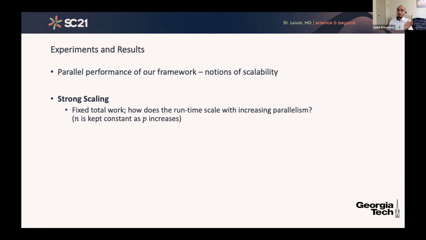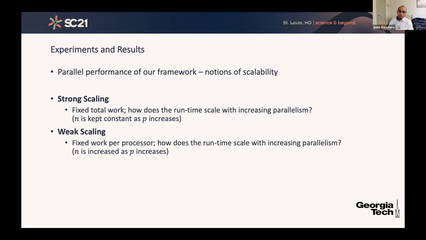That is known as strong scaling, where n is kept constant and p is increased. The other notion of scalability is weak scaling, where we keep the work per processor fixed, and then we want to see how the runtime scales with increasing parallelism. The idea here is to try and solve bigger problems than were possible sequentially. So in this case, n is increased as p increases. So both are increased, but in order to keep the work per processor fixed.